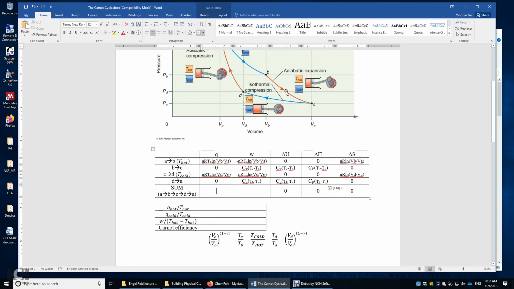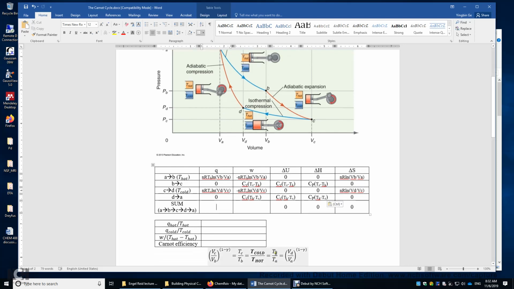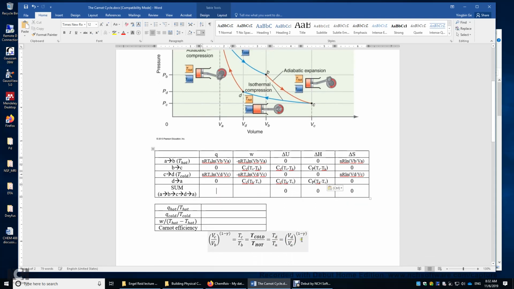That's just T cold over T hot. And T cold over T hot is also Td over Ta. That's the initial and final temperature of an adiabatic step. Therefore, we can write Td over Ta equals Vd over Va to the power of 1 minus gamma. We just proved that Vc over Vb equals Vd over Va. And therefore, if we swap Va and Vc here, we can tell that Va over Vb equals Vd over Vc. Again, Va over Vb equals Vd over Vc.